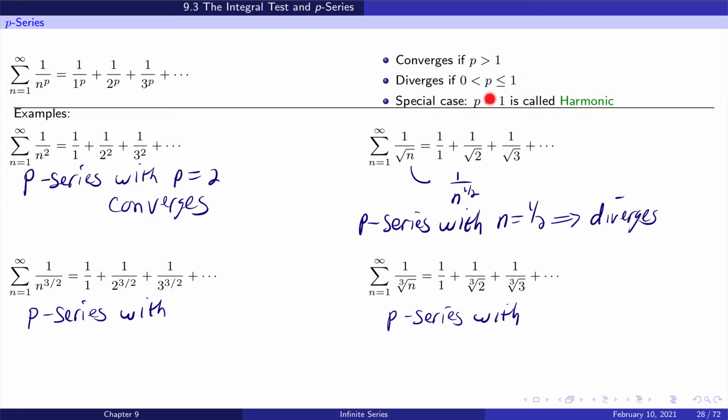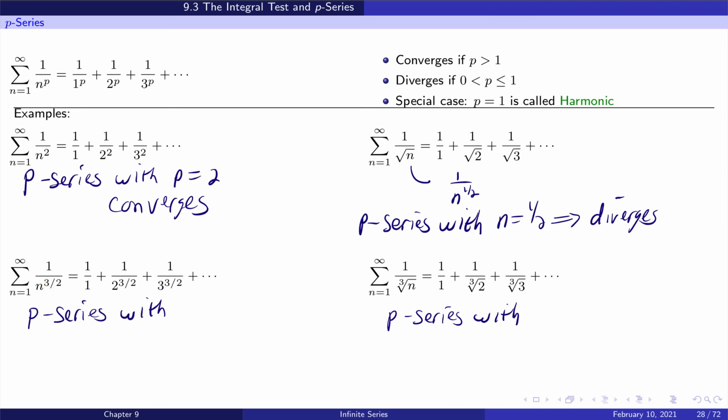So we're just going to go through 4 quick examples here. Here's a p-series. The p-value is 2. The index is n, so the n changes from 1 to 2 to 3, but the exponent is always 2. Since 2, the p-value, is greater than 1, we know that that converges. In this case, root n is the same thing as n to the 1/2. That's a p-series with p equals 1/2. That one diverges. Here the exponent is 3/2, larger than 1, so that converges.